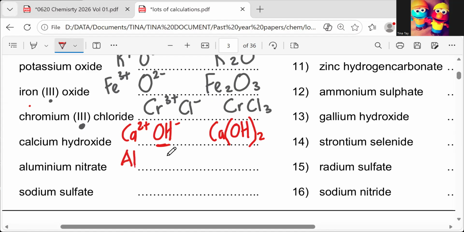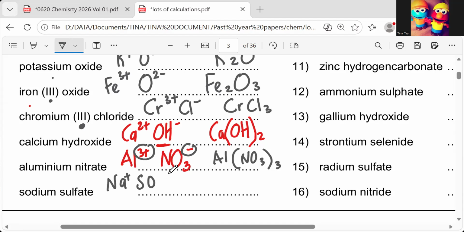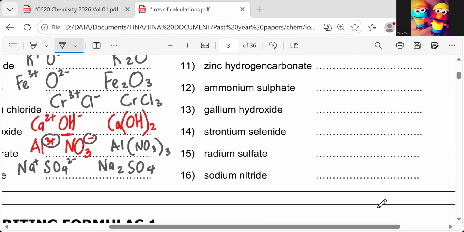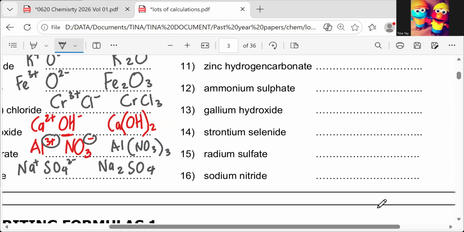Aluminium is 3 plus. Nitrate is NO3, 1 negative. The number that you swap is the number on top, the 3 and the 1. This 3 cannot move. So it's Al(NO3)3. Get it? Okay, sodium sulfate. Okay? Good enough? Okay.